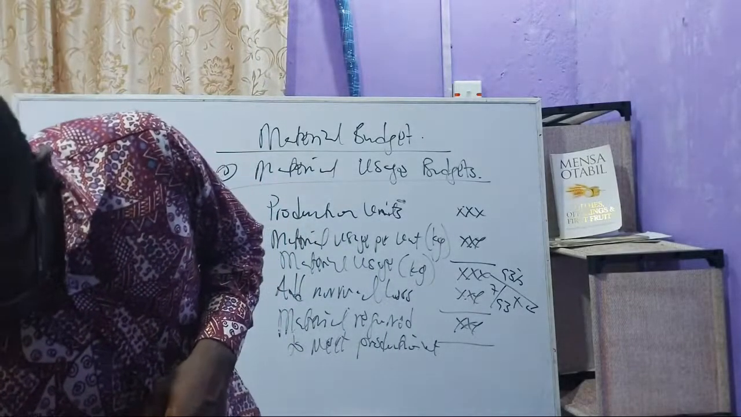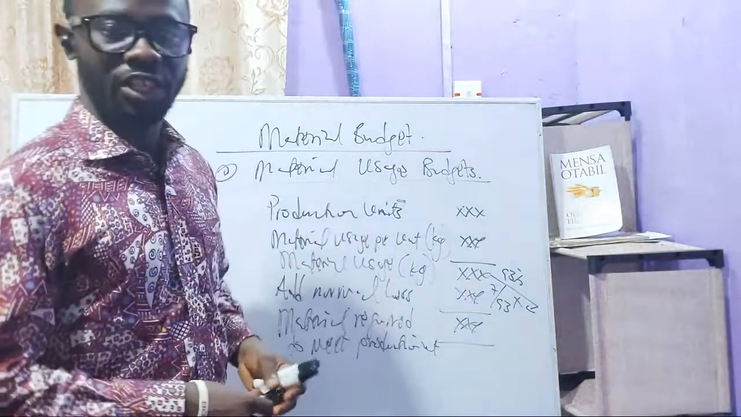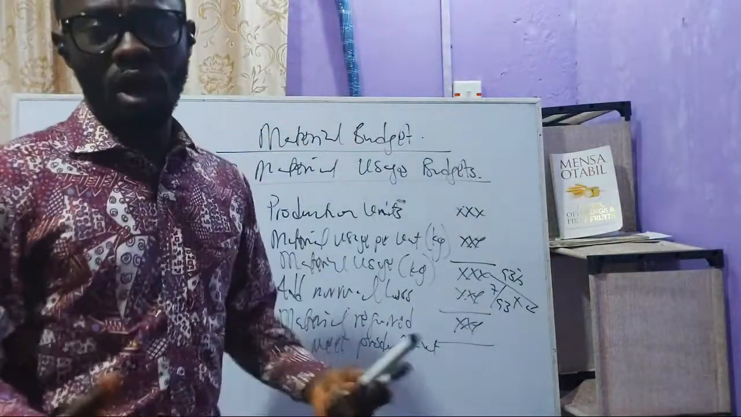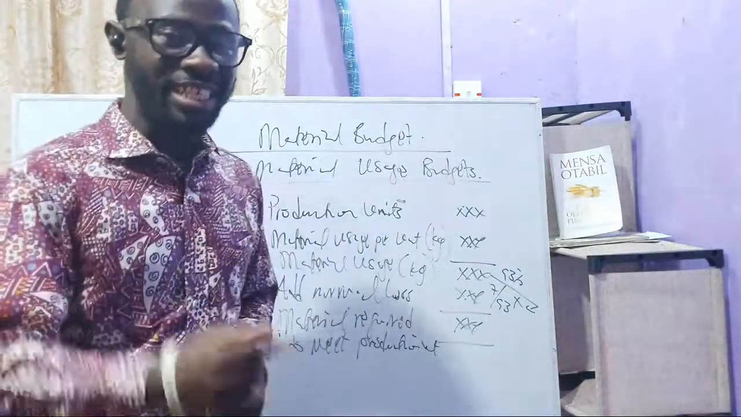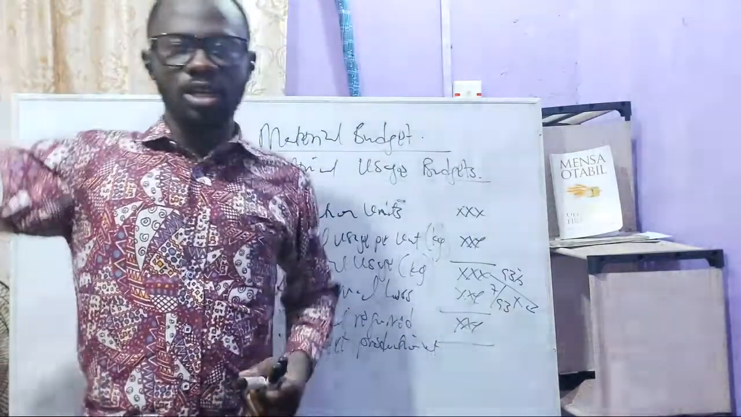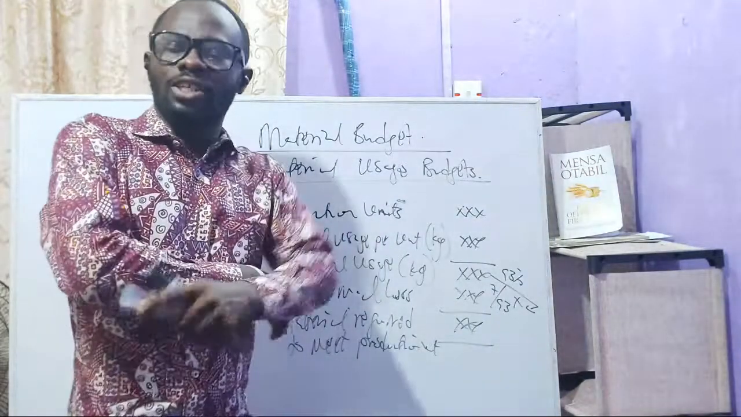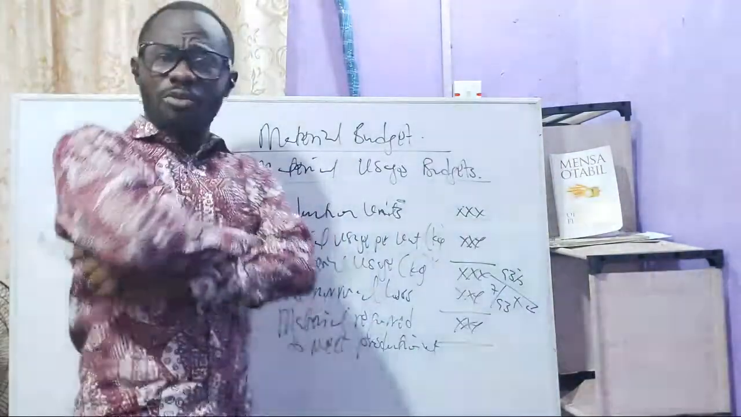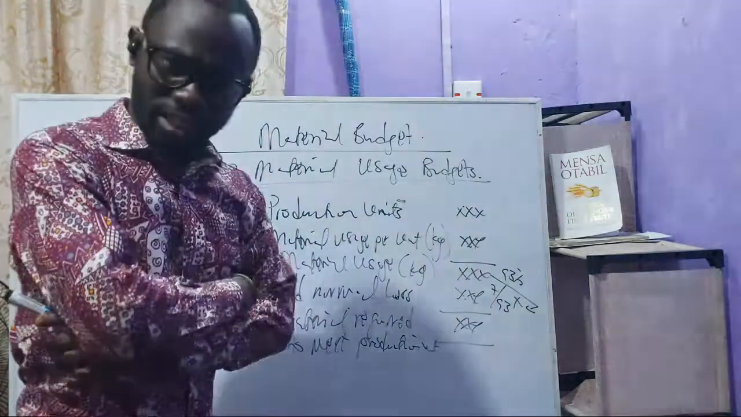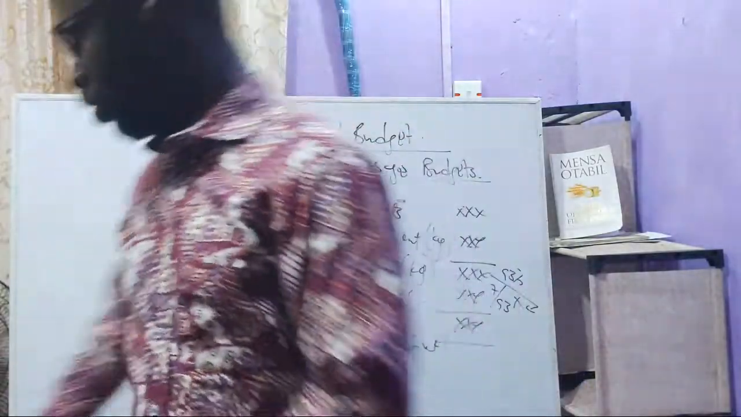So let's look at the next one, and that is going to be the material purchases budget. Once we prepare the material usage budget, now we know how many kilograms of materials we need in order to produce the production units that will enable us to meet the sales demand. So once we know the materials we need, we have to go to the storekeeper and say, this is the material we need to produce the units we have to produce in order to meet the sales. How many materials must we buy to the store?